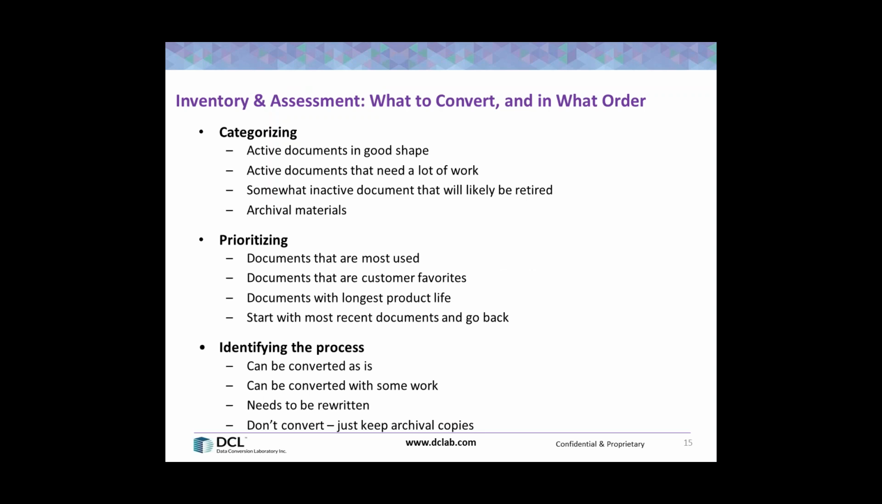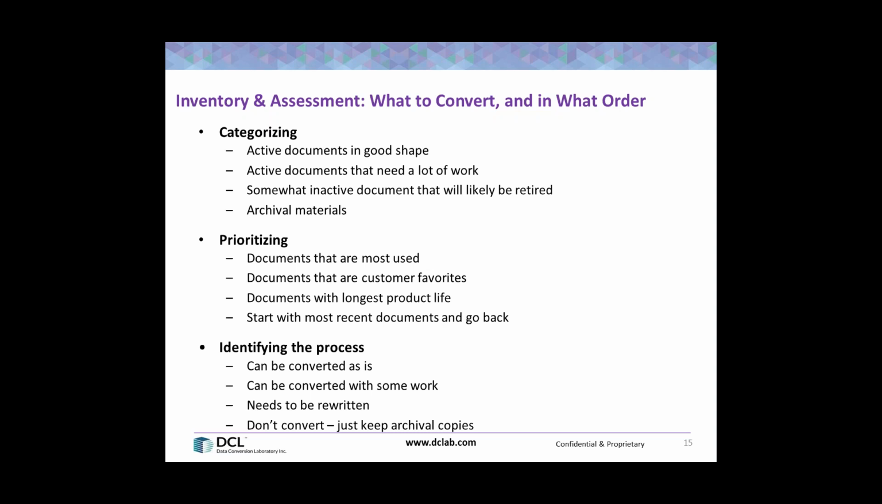Next, you need to decide what data should be converted or in what order. So try to categorize your data, and some of the categories that can be used are active documents that are in good shape, active documents that need a lot of work. You can also categorize it as documents that are somewhat inactive that may be retired. And the last category can be archival materials, which are basically materials you don't need or that are not going to be updated, but you still want around. And according to that, you should prioritize your data.